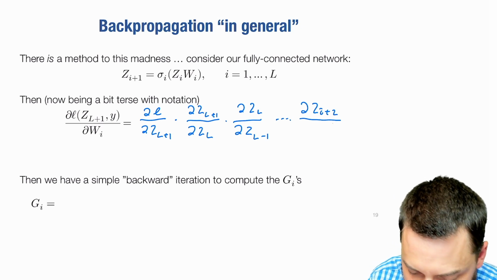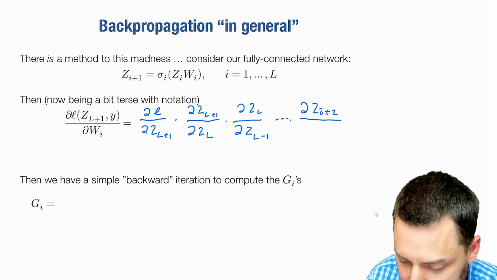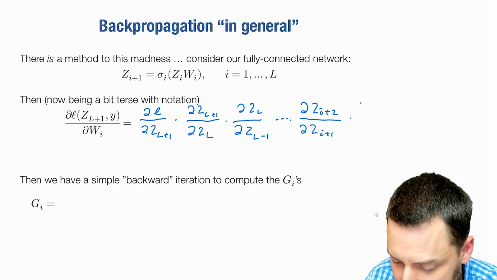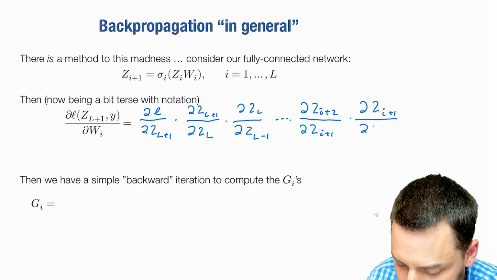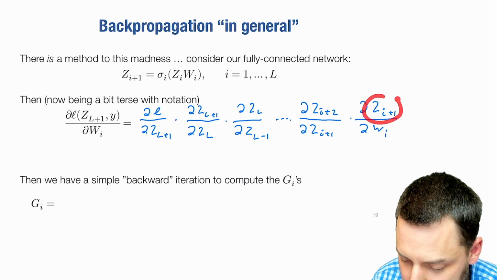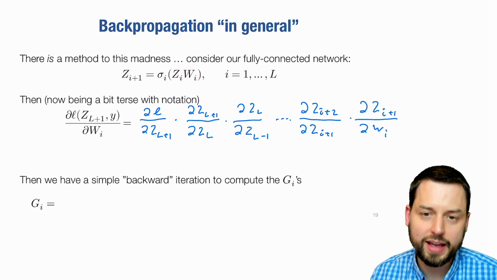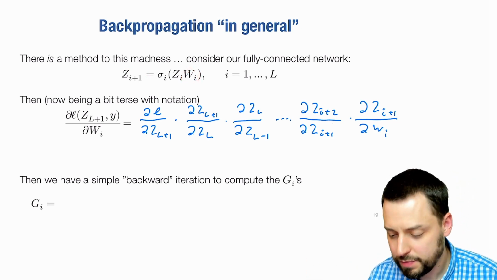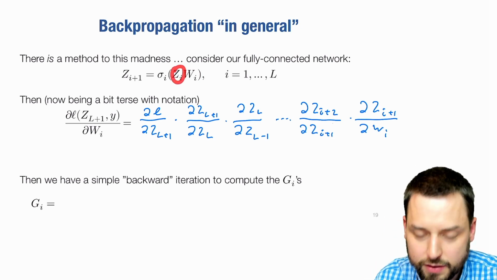We're trying to get down to the ith element here. So we'd have partial Z I plus 2, partial Z I plus 1, and finally partial Z I plus 1 over partial Wi. Because finally, this term here, which is just this term there, depends directly on Wi. I guess through sigma, but does not depend on Zi.